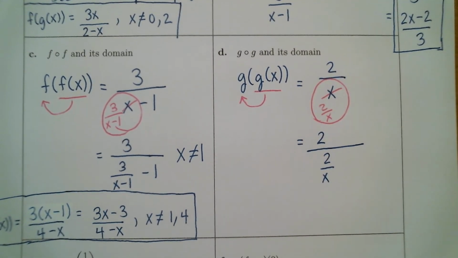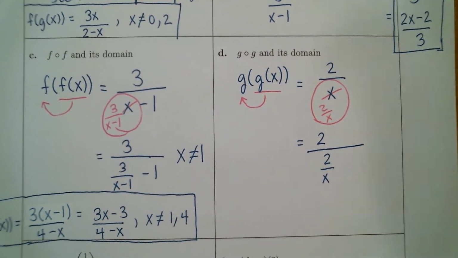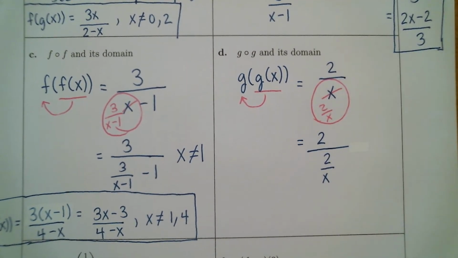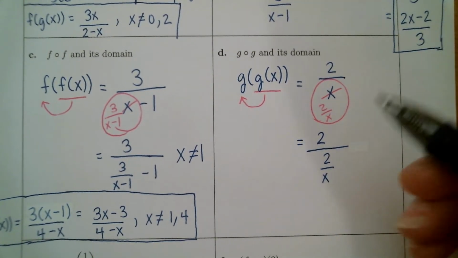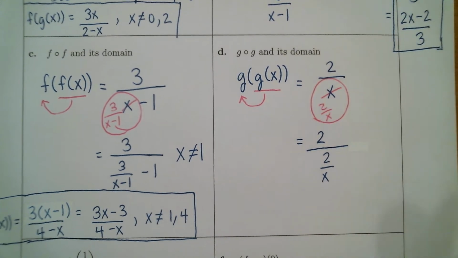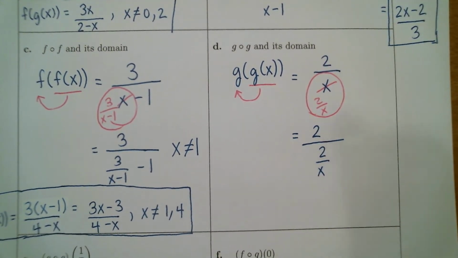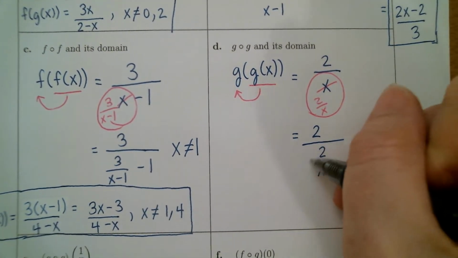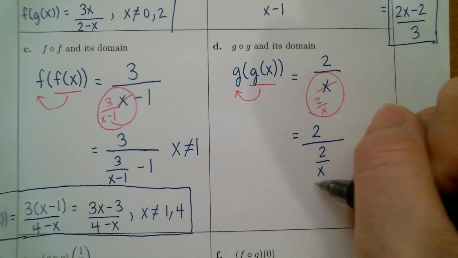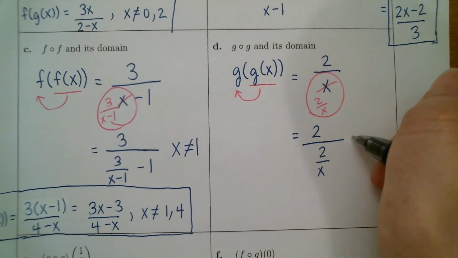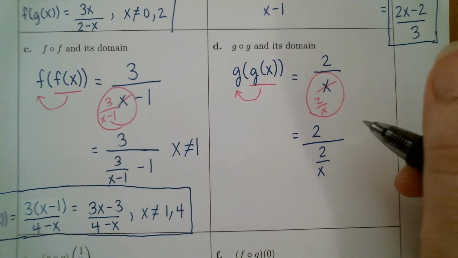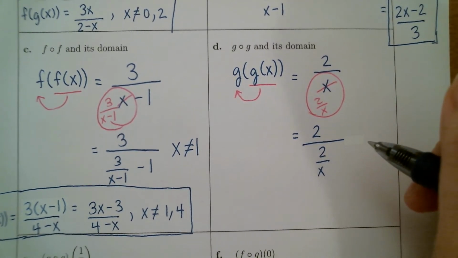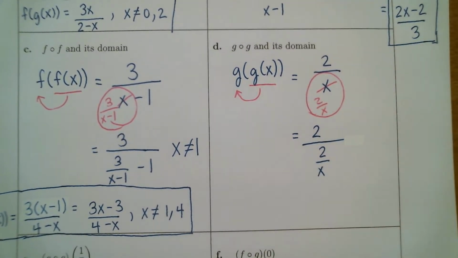So again, it's a complex fraction, a fraction within a fraction. But this one is much easier to simplify. Again, your goal is to get one fraction in the top, one fraction in the bottom. You already have one fraction in the bottom. You can make the top a fraction really easily by just sticking the 2 over 1 and then just dividing out the fractions.